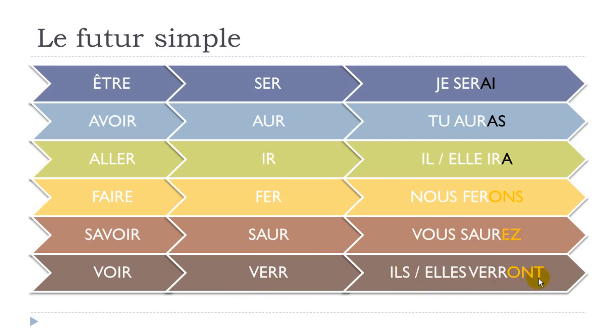Ils verront, elles verront. All right, so remember, être is becoming ser, avoir becomes aur, aller, ir, faire, fer, savoir, saur, voir, verr. Okay, but then after all these forms, you will just put the normal endings that we saw previously. So, A-I for je, A-S for tu, A, O-N-S, E-Z, O-N-T.